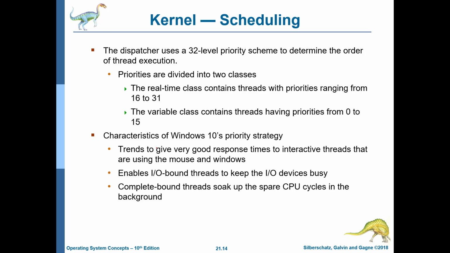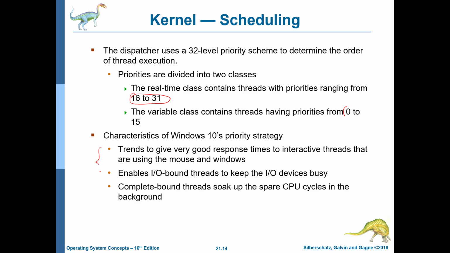For kernel scheduling, it uses a 32 level priority scheme where the higher the number, the higher the priority. The priorities themselves are divided into two classes. The real time class contains threads with priorities from 16 to 31, the most important. And then, of course, you have the regular threads whose priorities range from 0 to 15, which is low priority.